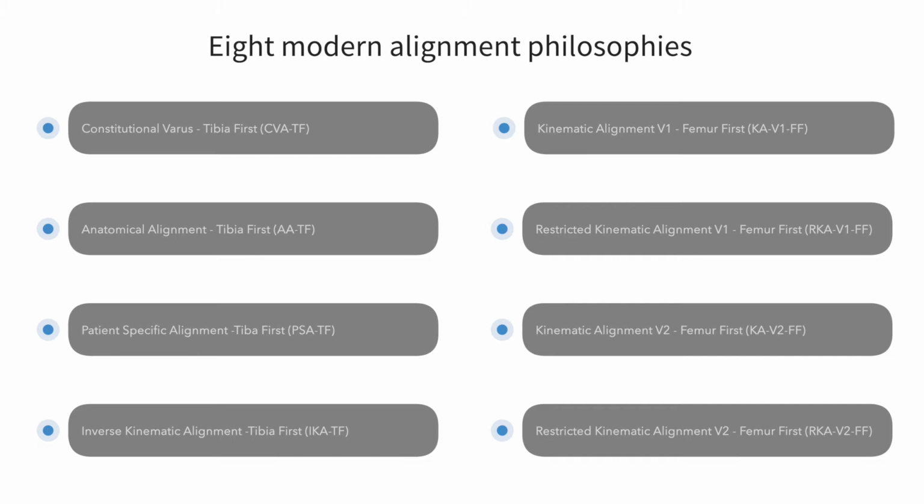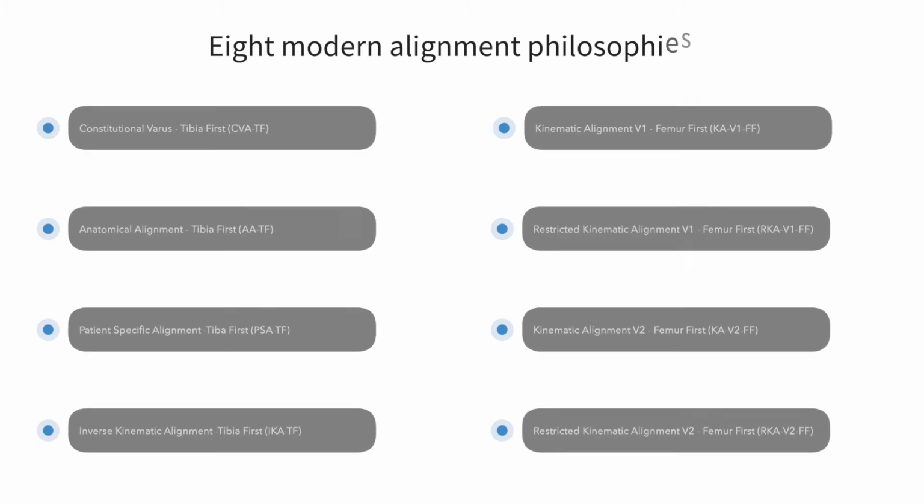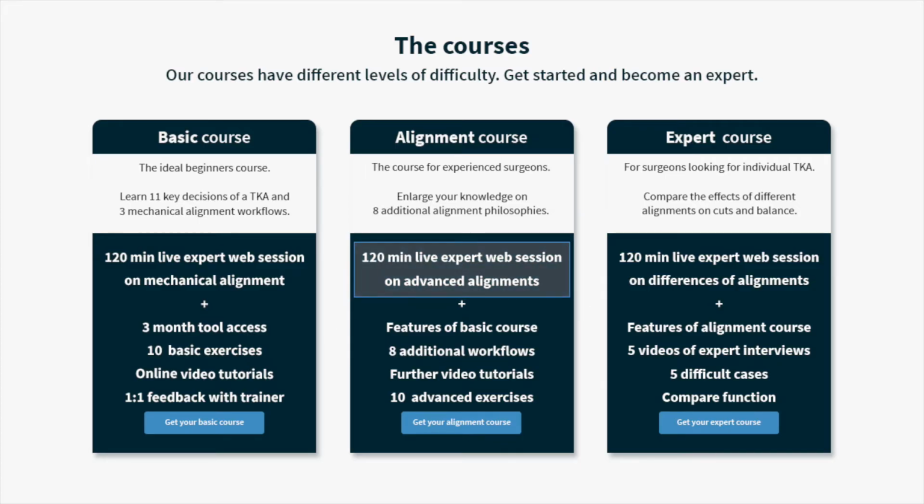Therefore, we have included 8 modern alignment philosophies in NECAT. It starts again with a 2-hour web session explaining all decision steps for each workflow, followed by various exercises for all alignment workflows. The training workflow is very similar to the basic course. You also have access to multiple videos and background reading material to strengthen your theoretical background. So in essence, in the alignment course, the trainees learn 8 additional workflows and they learn how to use them.